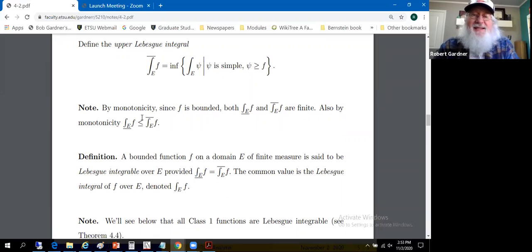Now we know monotonicity on the simple functions. So one thing we can immediately say is the lower Lebesgue integral and the upper Lebesgue integral in this class 1 of functions are finite, because we've got the monotonicity and the boundedness of the functions f. So all the simple functions will be bounded, and we'll get finite upper and lower integrals.